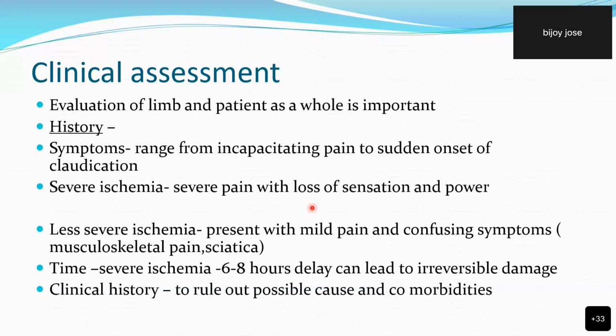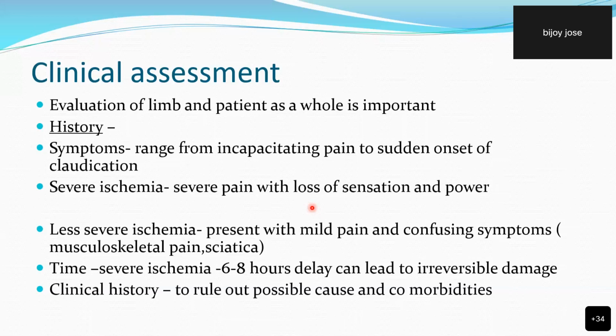Even a patient with mild ischemia presents with mild pain and confusing symptoms. The patient may come to the casualty with pain, and there may be partial occlusion of the vessel. So some circulation will keep the system patent, so that there won't be any sensory and motor symptoms. The clinician can get confused with other causes like musculoskeletal pain or sciatica.